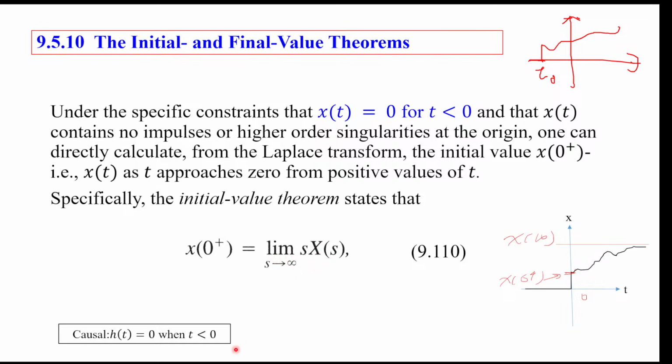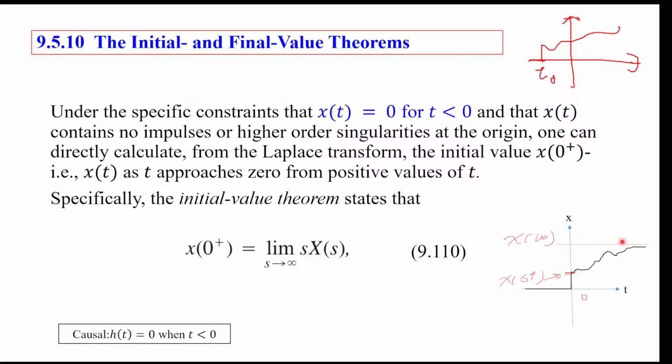And anyway, another motivation for this: you can think about this x of t as actually, say, your h of t, the impulse response for some system, and we know that for a causal system, h of t will be 0 when t is less than 0. So for the initial value and the final value theorem, you will need x of t equals 0 for t less than 0. Then you can get that x of 0 plus equals the limit as s goes to infinity of s times big X of s. So this is the initial value, where you want to get the value of small x at this 0 plus point where you start to have value.